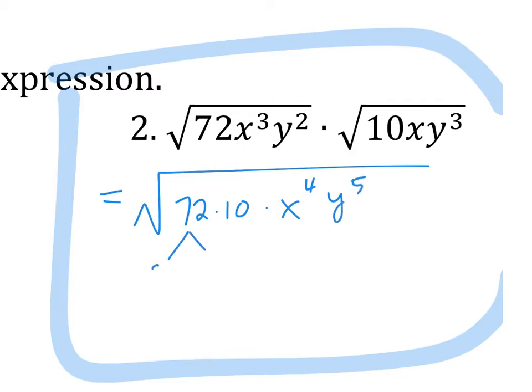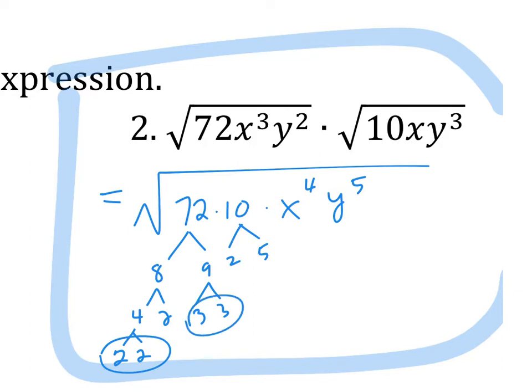72 is 8 times 9. 8 is 4 times 2, which 4 is 2 times 2. 9 is 3 times 3. 10 is 2 times 5. Okay, so anytime you have 2 of a kind, it comes out. So that is 2 comes out, 2 comes out, 3 comes out. Okay, so that's 2 times 2 times 3. 5 stays inside.